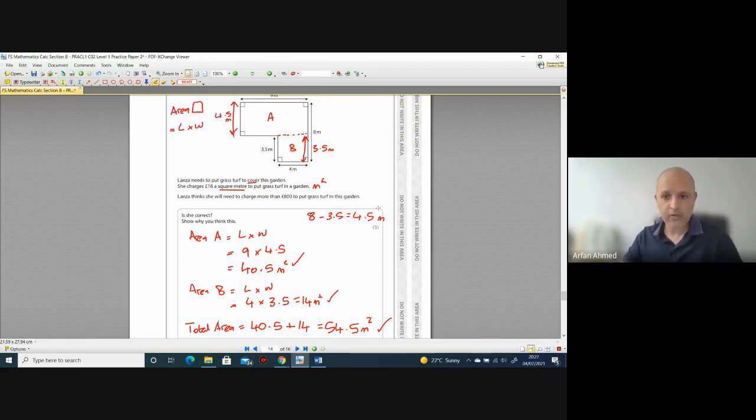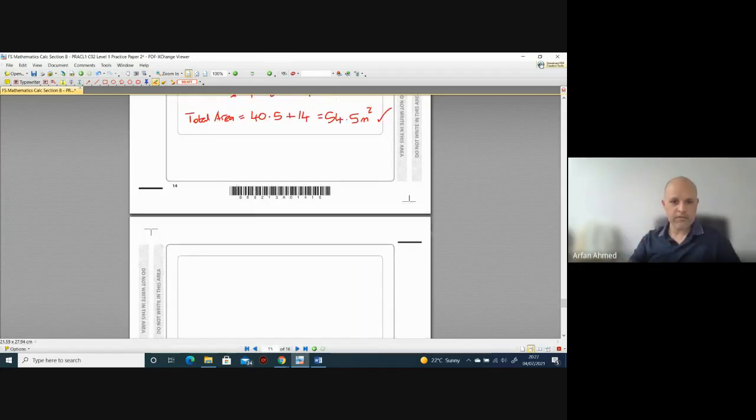So we've got 3 out of 5 marks already. Even if you can't answer the whole question, you guys can definitely do this, and it's better than nothing. What's next? She charges £16 a square meter. So for every square meter, it's going to be £16. Let's make a note of that. For every meter squared, it costs £16. How many meters squared have we got?